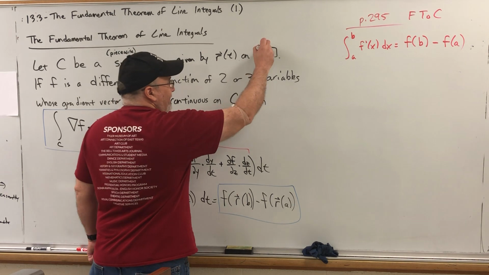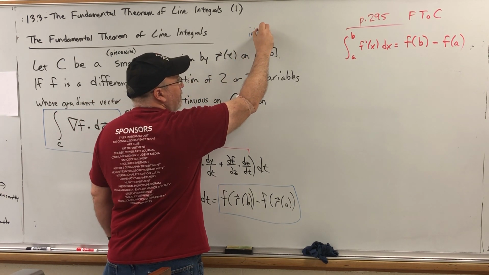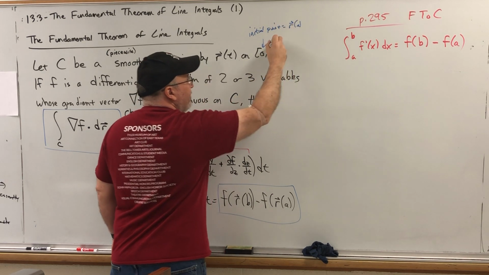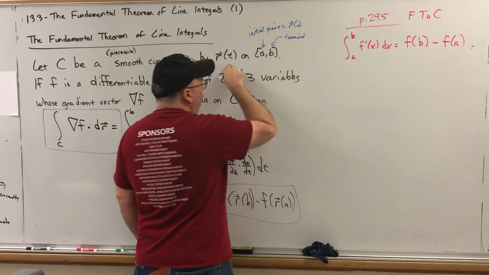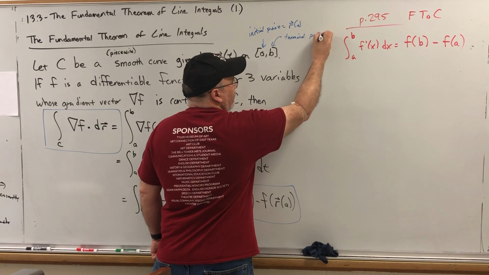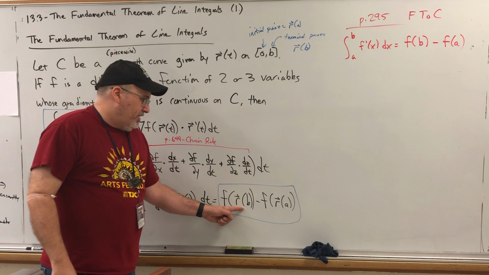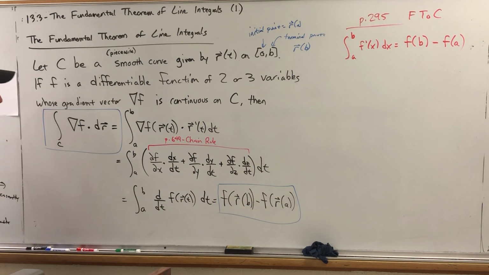Remember, a is the value that you put into r to get the initial point. The initial point isn't a, the initial point is r of a. And b is the value that you substitute into your r of t to get the terminal point of your curve. So this is just the function evaluated at the end of the curve minus the function evaluated at the beginning of the curve. So it gives us a really handy way to calculate a line integral if we know that the integrand is the gradient of something.